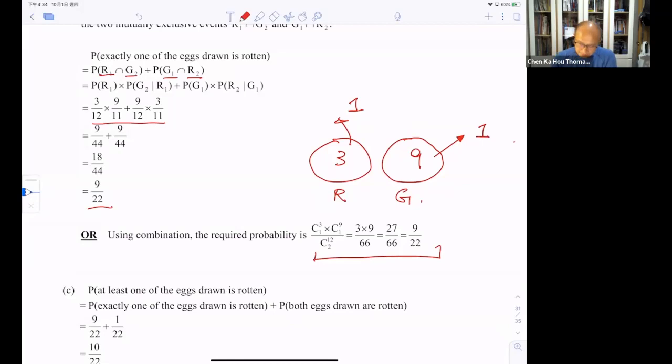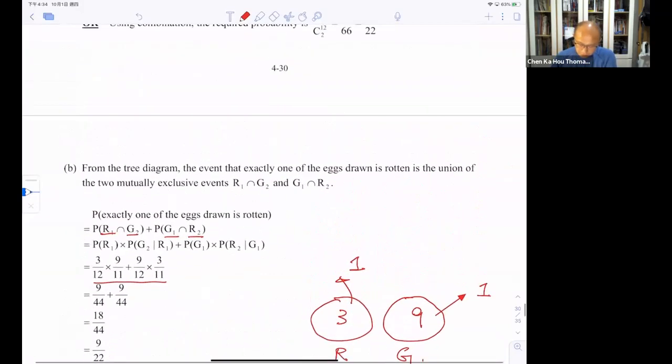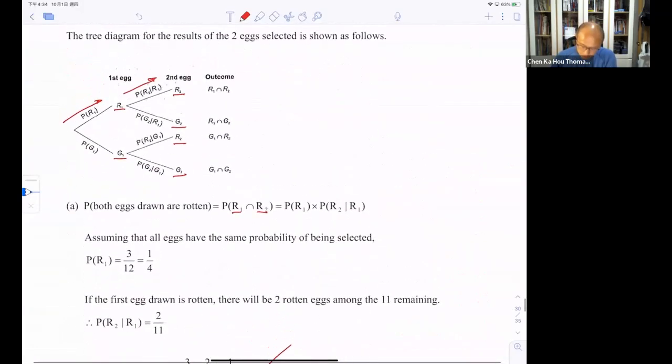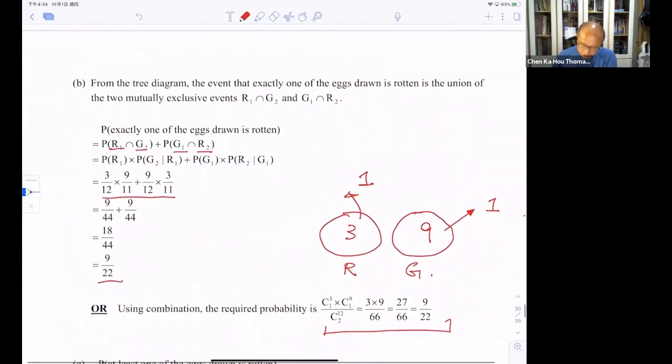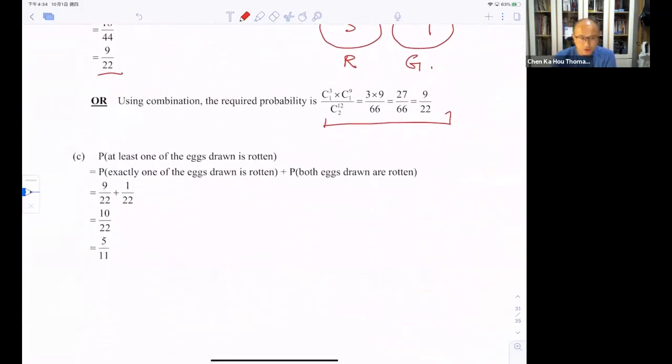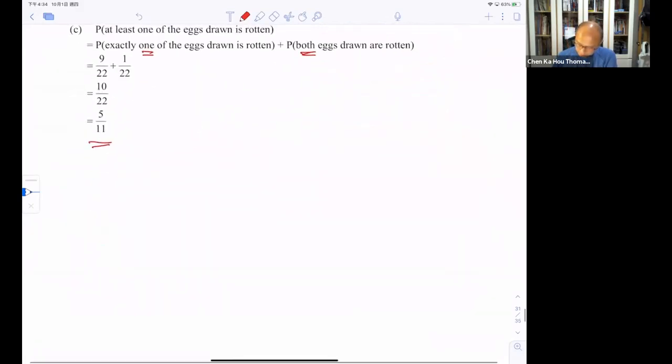Next one, finally, is at least 1. For at least 1, there are 2 approaches. One is to calculate exactly 1 and both, since at least 1 can be both. Or you may use a complementary way: first calculate both are good, and use 1 minus the answer. You can also get this number, 5 over 11.